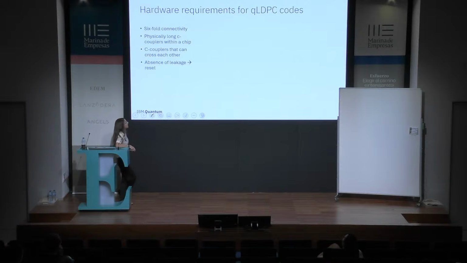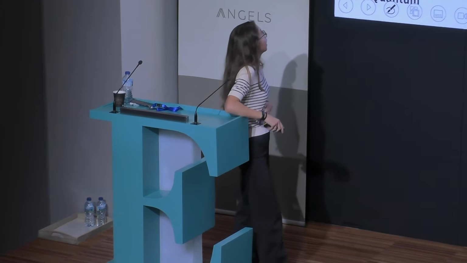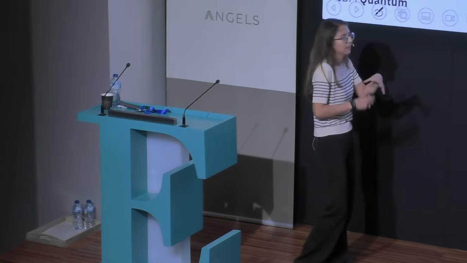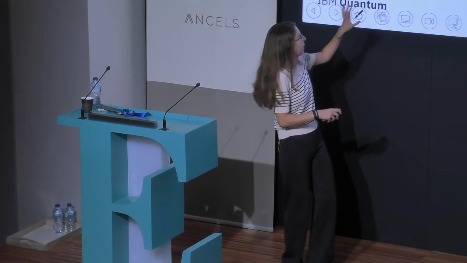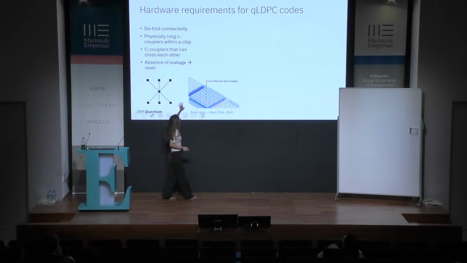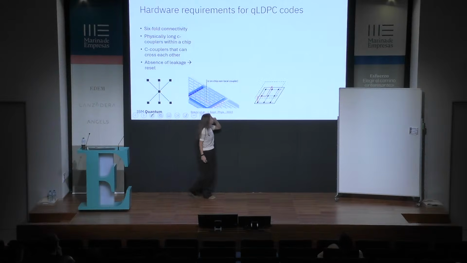This is enabled by the development of some individual steps that happen in the innovation roadmap that then converge towards Starling, the IBM Quantum Starling, later on. Some of these requirements are 6-fold connectivity for each qubit, long-range couplers. These C couplers each have to fulfill all of these requirements. It should be possible to connect 6 of them to a qubit, to have them long-range, and to route them through higher layers so that they can cross each other.